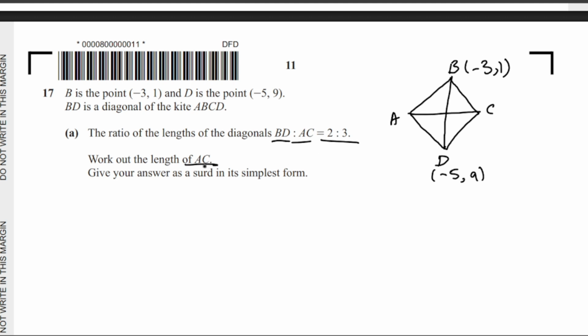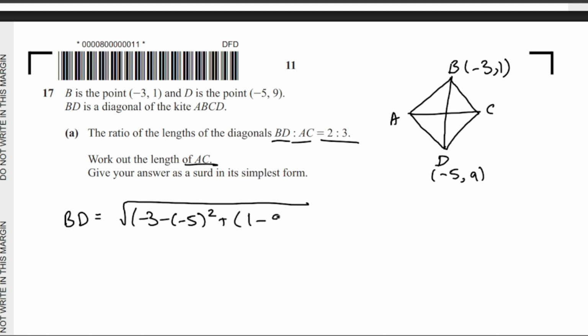So the first thing we need to do is find out the length of BD. So BD would equal the square root of, we're going to use the formula from coordinate geometry over here, minus 3 minus negative 5, squared, plus 1 minus 9, squared. All right, you could take your time and do this normally, but I'm going to use a calculator just to make this a bit faster.